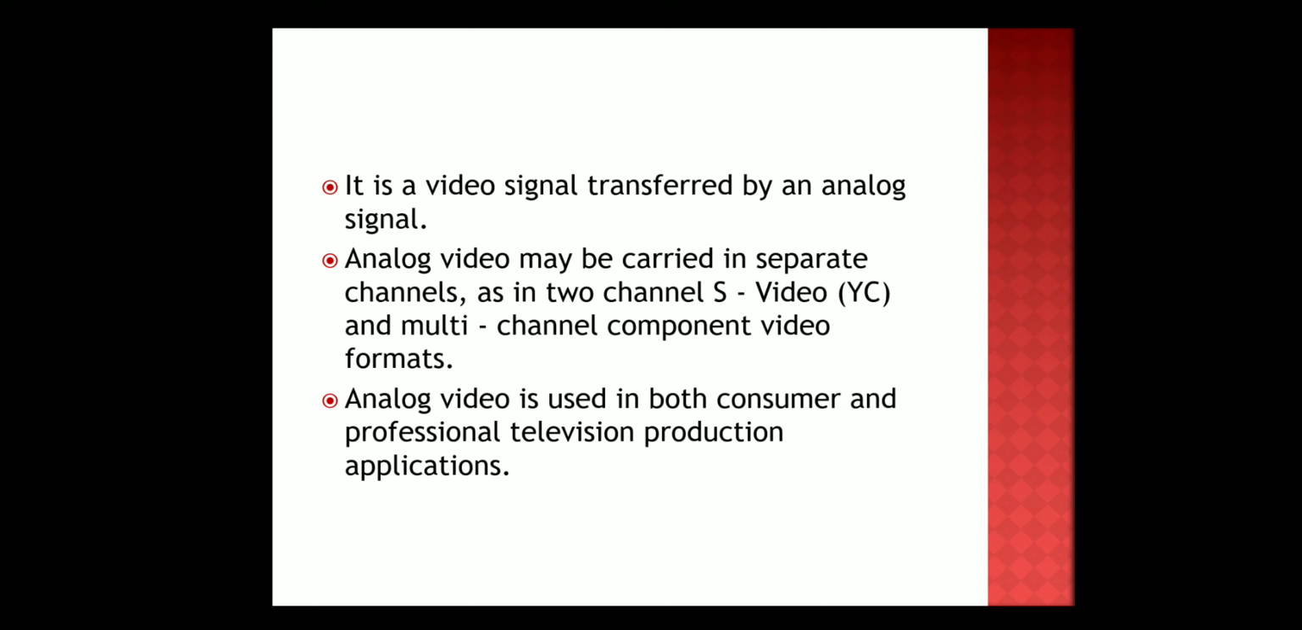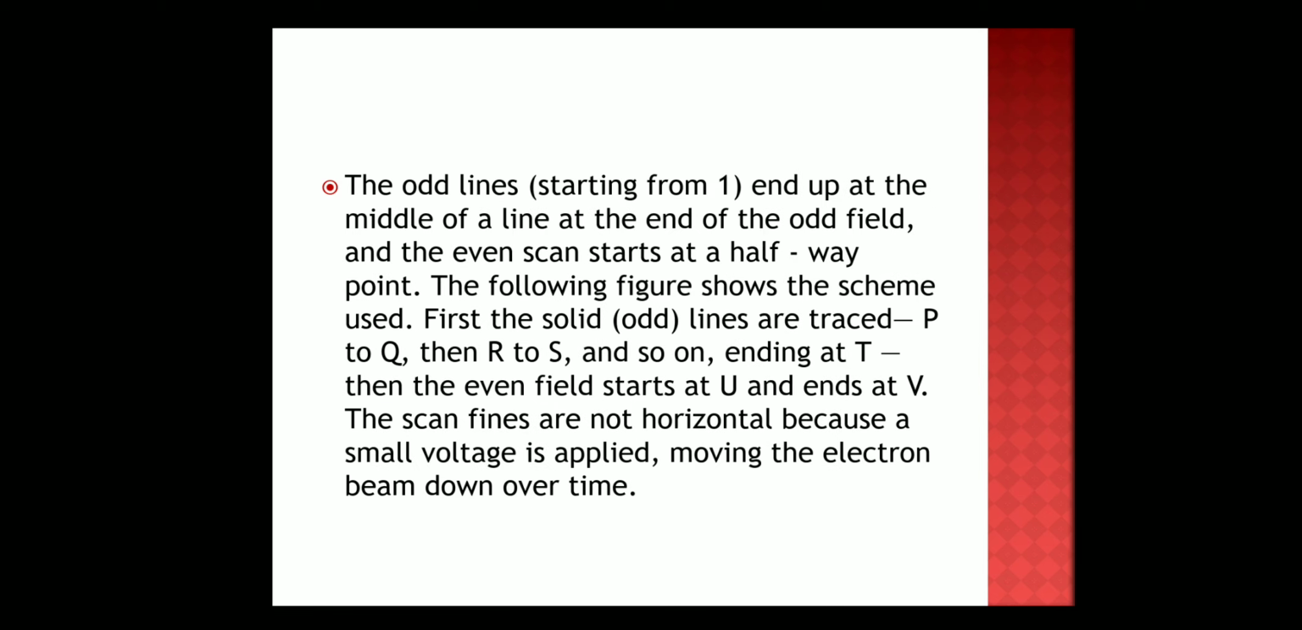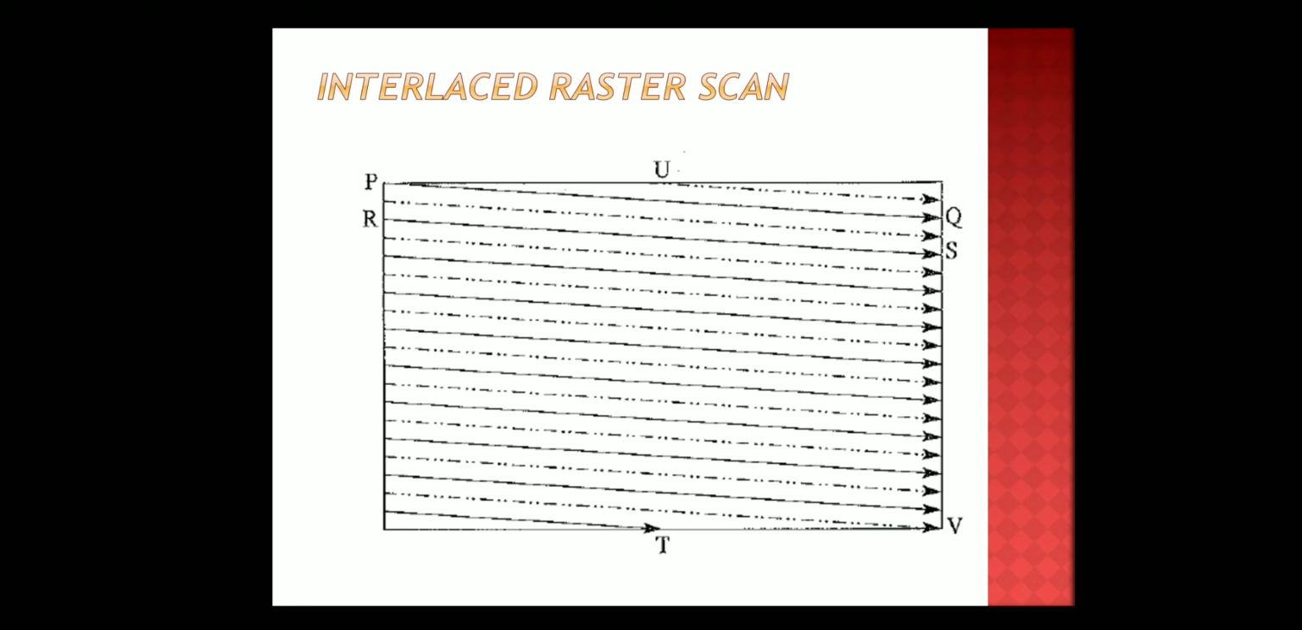In fact, the odd lines end at the middle of the last line, and at the end of the odd field, the even scan starts at a halfway point. The following picture shows the scheme used: first the solid lines tracing P and Q, then R to S, and so on, ending at T. Then the even field starts at U and ends at V. The scan first goes horizontally, then a small voltage is applied, moving the electron beam down over time.